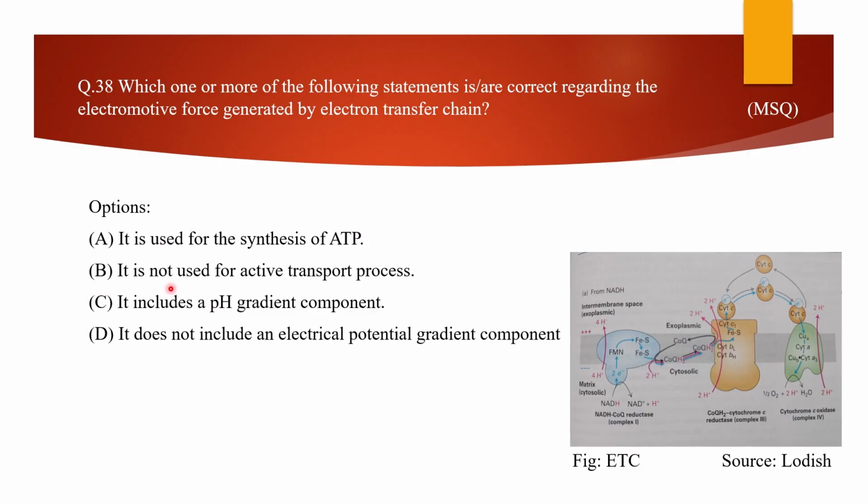And option B, that it is not used for active transport process, is absolutely wrong because it is used for active transport process. And option D, it does not include an electrical potential gradient, is also wrong. As I told, an electrical potential gradient is generated when there are proton concentration and charge differences across the membrane. So option A and option C are correct. Let's move to the next question.